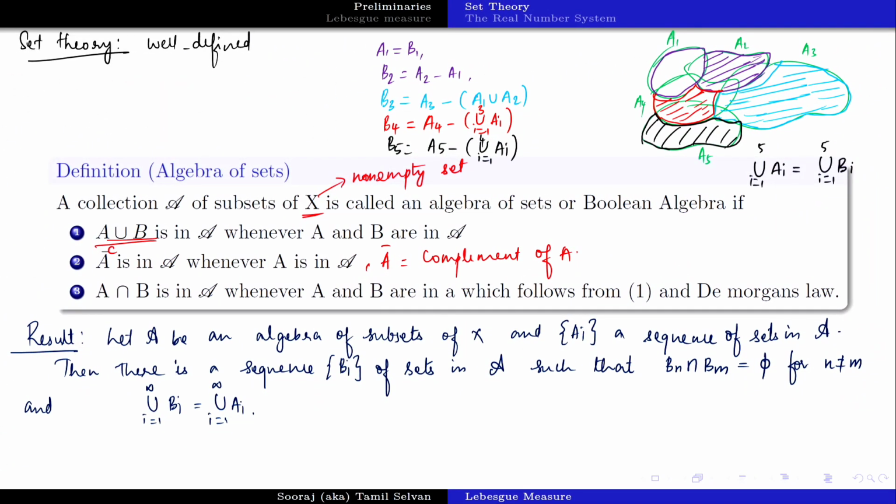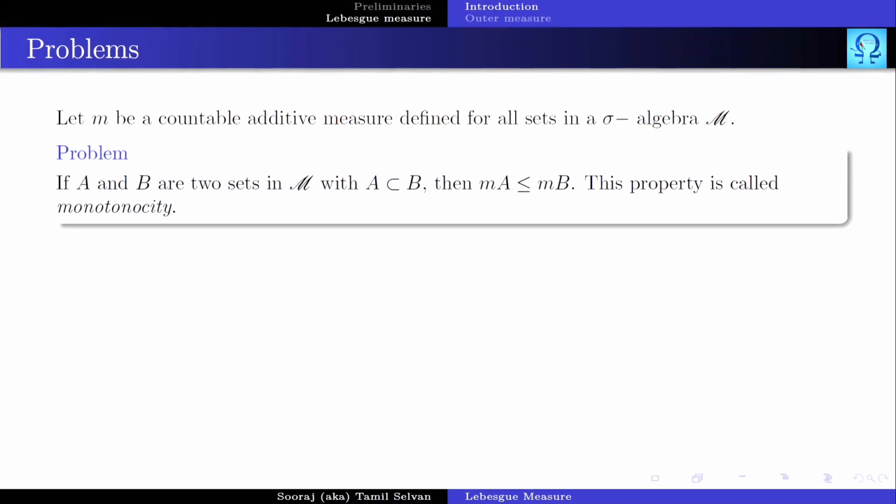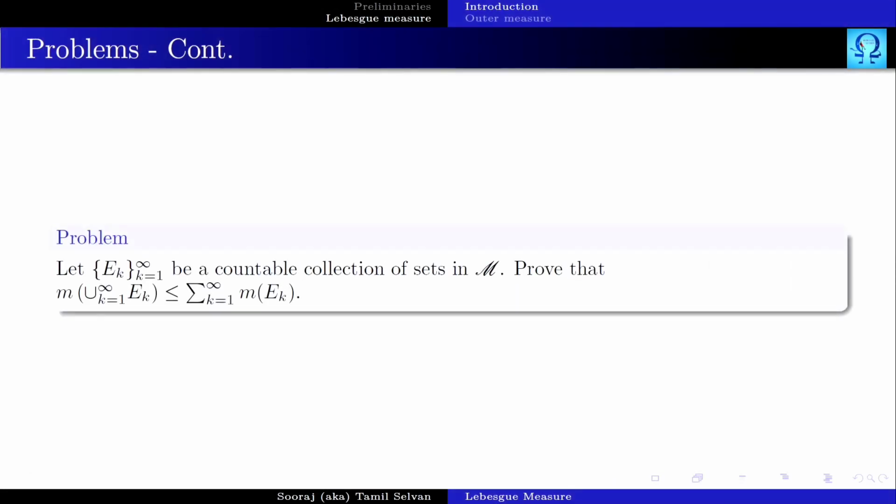Here I have given you the result, right? If you have an algebra and a sequence of sets in it, then you can always find some other sequence of disjoint sets such that the union of these disjoint sets is the same as the union of the original sets. I have given you the ideology of how to construct those disjoint sets. So that is the same idea that we are going to use in order to solve this problem.